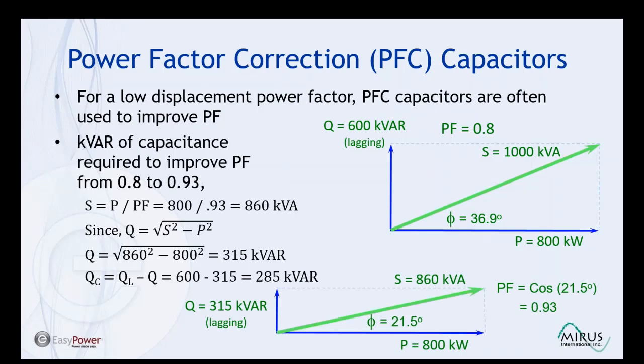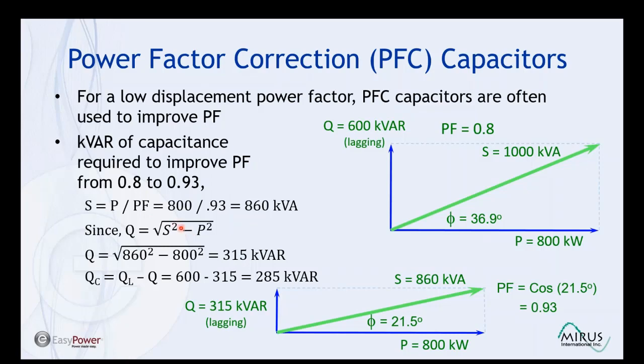So if we want to improve the power factor to, say, 0.93, let's say we're a utility where the minimum power factor allowed is 0.9, so we want to raise it to a comfortable level above that. So we choose 0.93. If we choose 0.93 as our power factor, then the apparent power we would need to be at is 860 kVA.